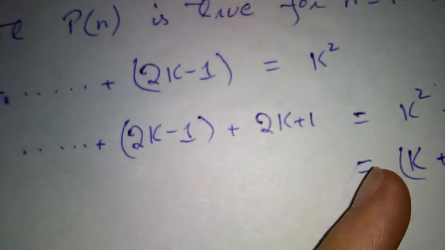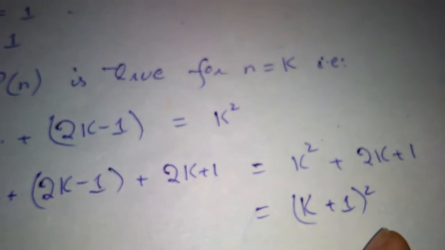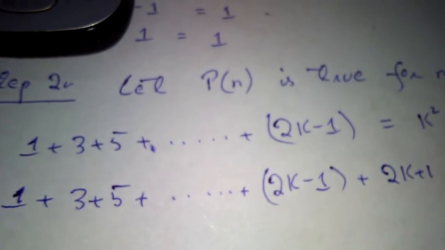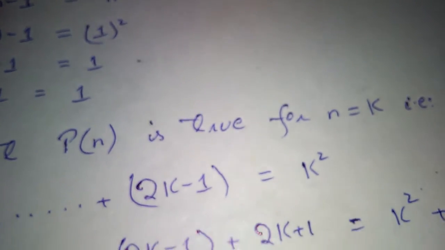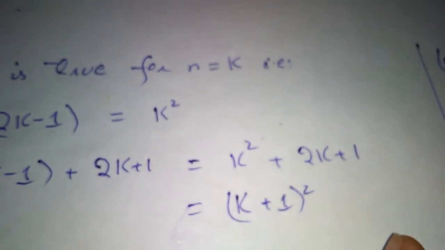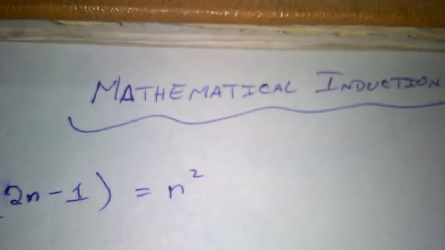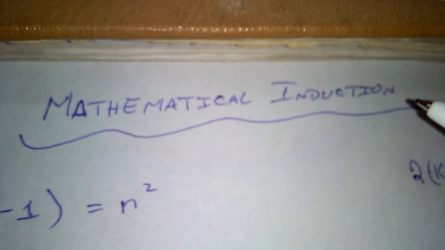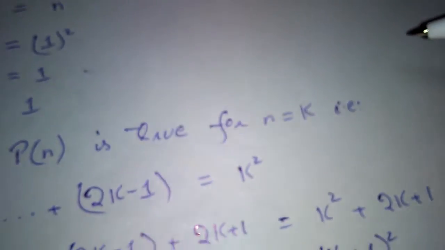Okay, so according to the hypothesis, if the given series is true for n equals k, then it is true for n equals k plus 1 as well. So according to mathematical induction, the given P of n is true for all natural numbers. That's how you make your conclusion on the basis of mathematical induction. So you can see that mathematical induction is a way of inducing your conclusion. You just induce your conclusion on the basis of the hypothesis.